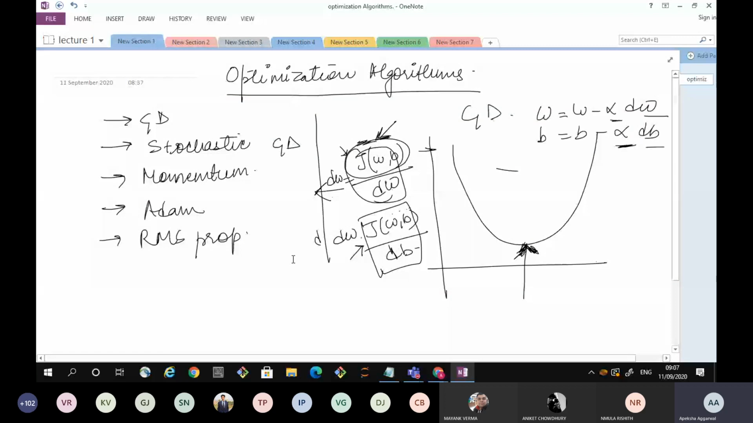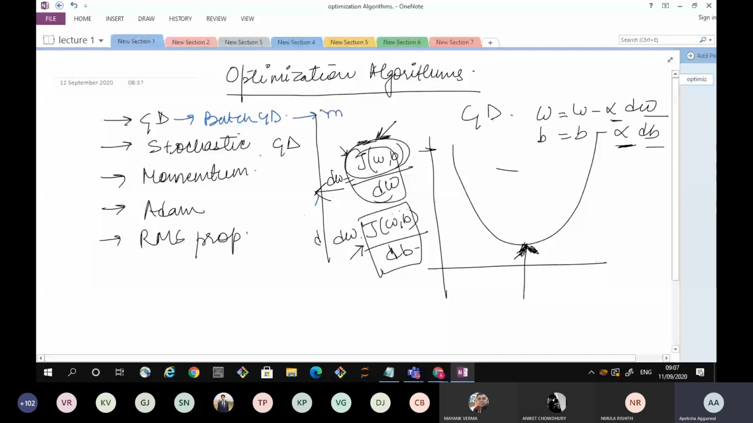I guess no doubt, still I'm repeating. So first is gradient descent. In gradient descent, we also call this batch gradient descent. In batch gradient descent, we give whole m number of examples, the whole set, as input.